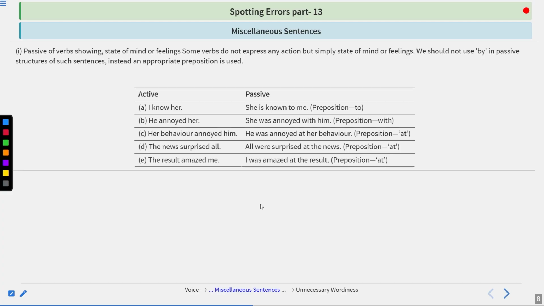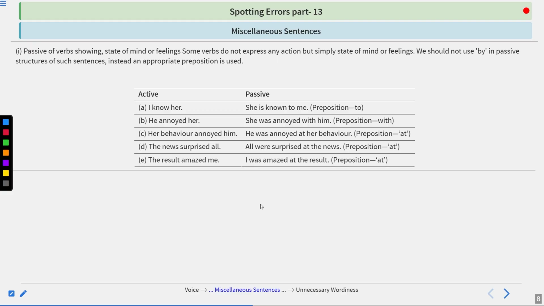Active to passive. There is a sentence, I know her. Know is a state verb and it will be changed into she is known to me. The preposition to will be used instead of by. The next one is he annoyed her. It will be changed into she was annoyed with him. The preposition with will be used here.